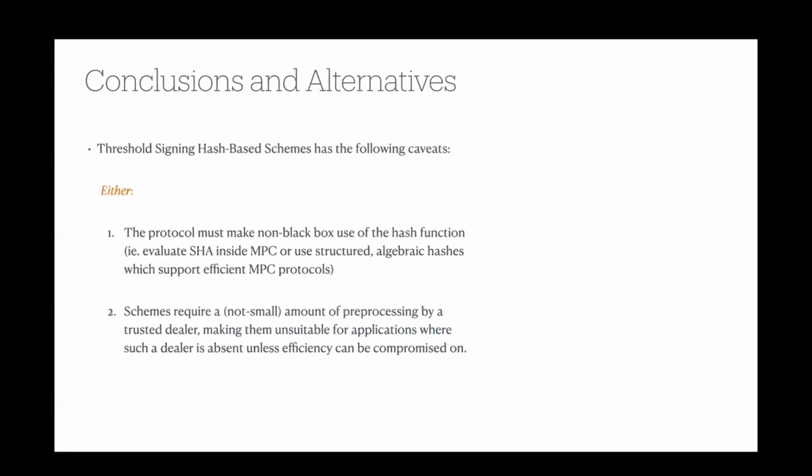So ultimately, I think the important thing is what takeaways we can get from our work. It's the following. If you're considering hash-based signatures from the threshold perspective, there are basically two caveats that you hit. The first is that either the protocol makes non-black-box use of the hash function, in which case you evaluate SHA inside MPC, or you use some kind of algebraic hash, on which there have been some new recent results which support efficient MPC protocols.